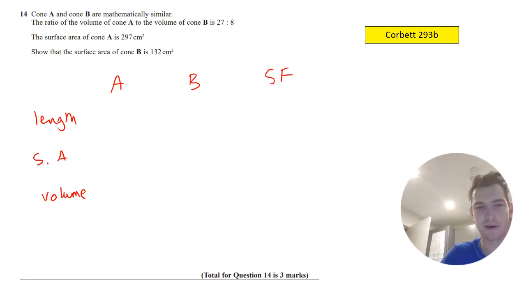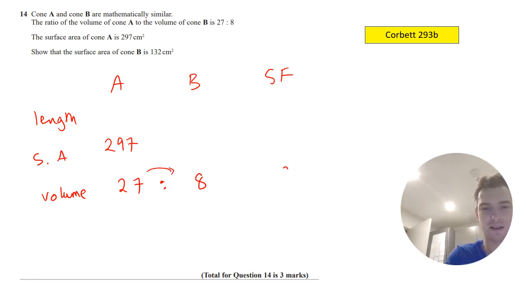Okay, let's see the information we've been given. So we've been given the ratio of the volumes, which is 27:8. Those aren't your actual volumes, but that's the ratio, which you're going to use to find out your scale factor. And you're given the surface area of A. So what can you work out? I think you can work out your scale factor from A to B. So how do I get from 27 to 8? Times by 8/27.